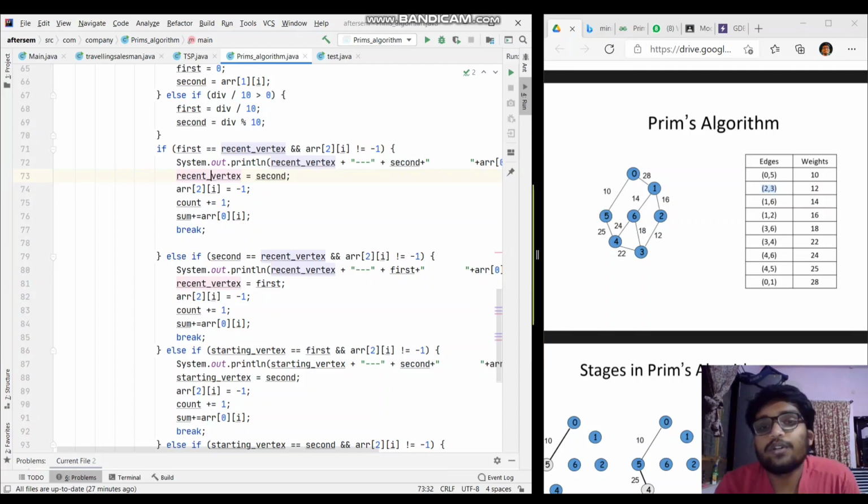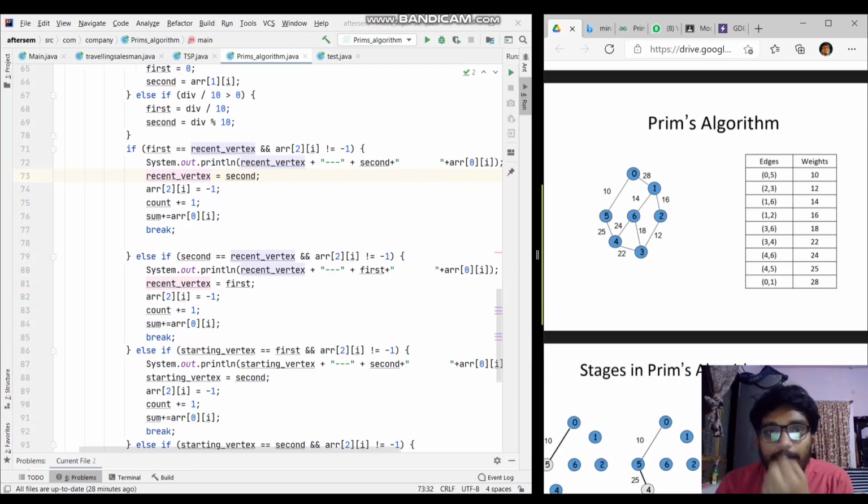It means the third row would be initialized with all zeros, and here, if it is not equal to -1, the condition will be true. That means we'll be including this 4 and 5. Here we can see the recent vertex is 5 and first is 4. So now we are including an edge. We can assume the edge has been included from 5 to 4, and the corresponding weight will be printed here.